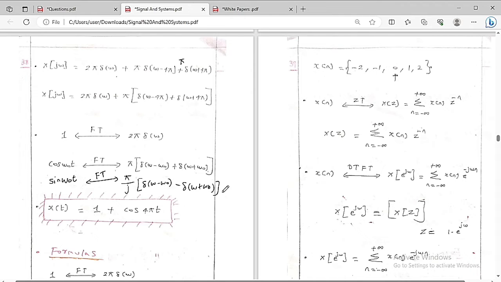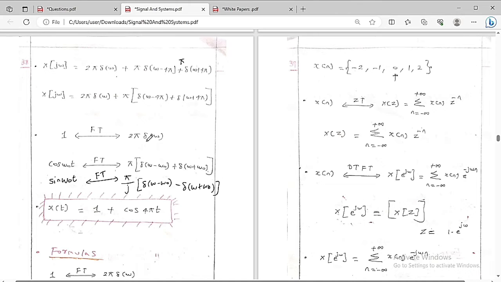Now if you see clearly, 2 pi delta of omega means the inverse Fourier transform is 1. Pi times delta of omega minus omega naught, where omega naught is 4 pi, so what is the inverse Fourier transform? Cos 4 pi t. That's it. For this one it is 1, and for this one cos 4 pi t. We have to add them. So x of t is equal to 1 plus cos 4 pi t. This is the correct solution of this question.